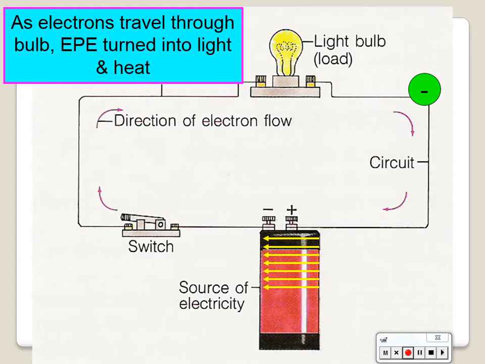As electrons travel through the bulb, the light bulb, or as it's labeled in the circuit here, the load, turns electrical potential energy into light and heat. All of our demonstrations with gravitational potential energy turn potential into kinetic, but light bulbs turn potential into light and heat. Just like when we move, it has something to do with friction, but we won't get into that.